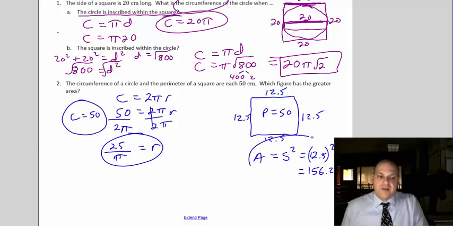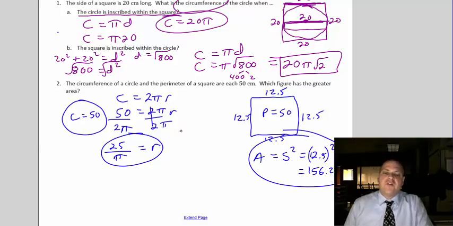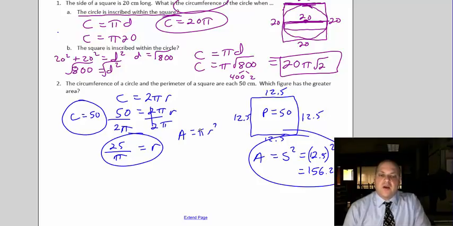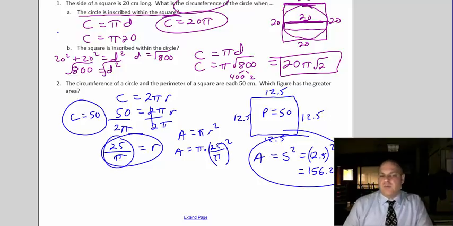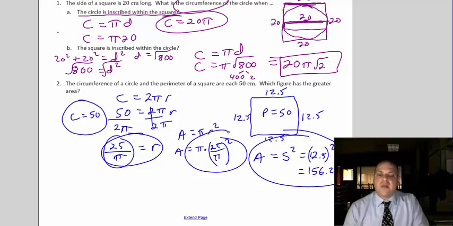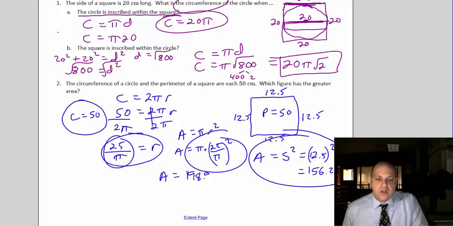So the area of my square is 156.25. The area of my circle, area is pi r squared. So it's going to be pi times, and the radius is right here, pi times 25 over pi squared. I could have figured that out if I wanted to, but what's the difference? Now I just throw that in my calculator, and that area comes out to be 198.94.